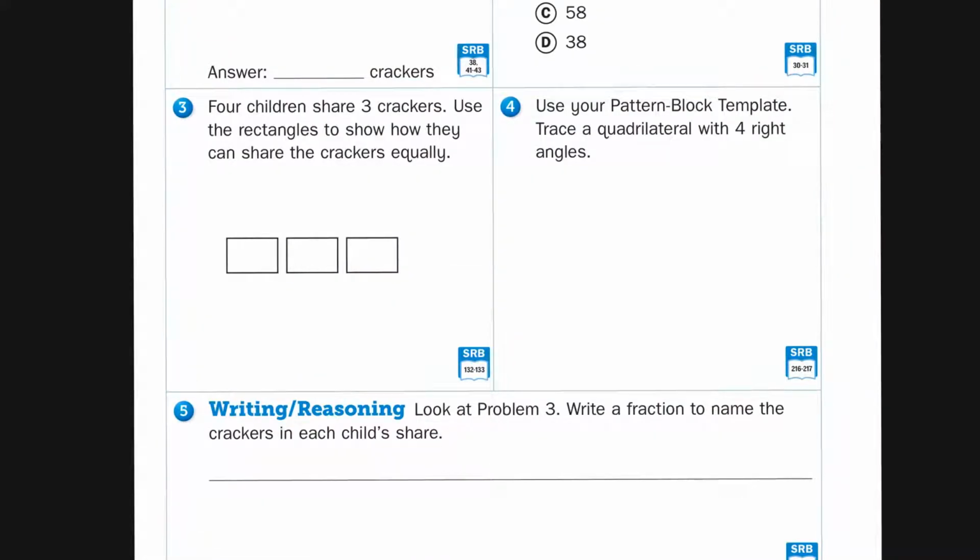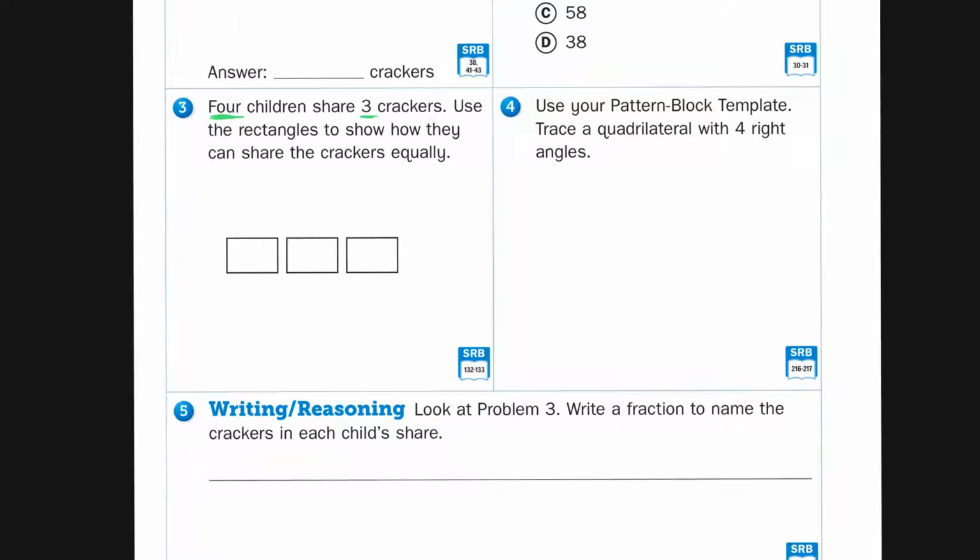Now let's move on to problem 3. Problem 3 reads, 4 children share 3 crackers. Use the rectangles to show how they can share the crackers equally. So I can see and underline my important information. I can see that there's 4 children sharing 3 crackers.